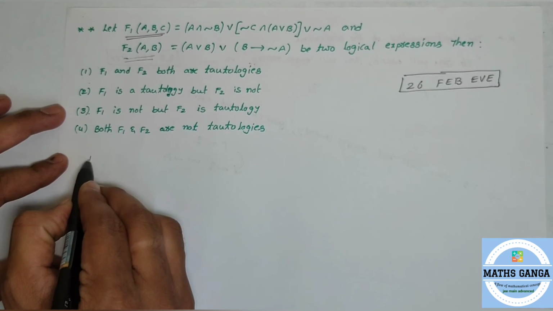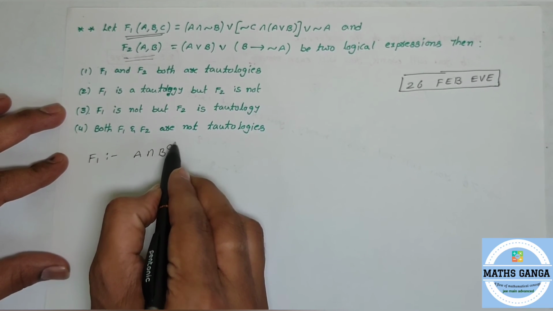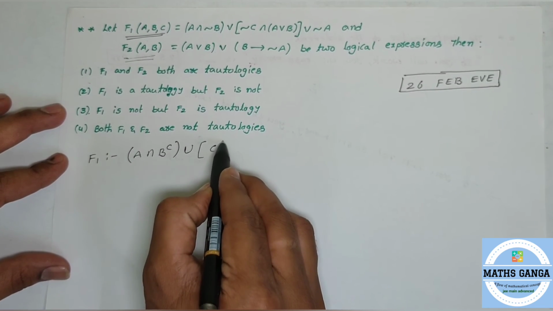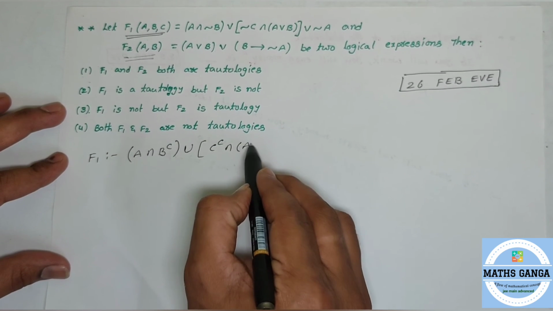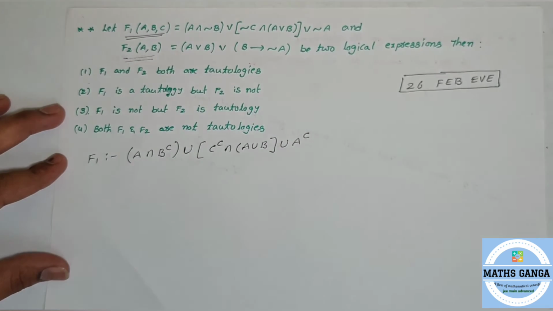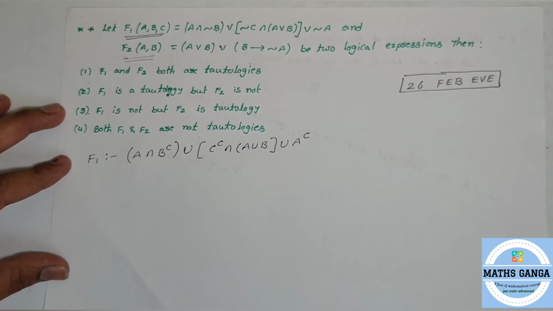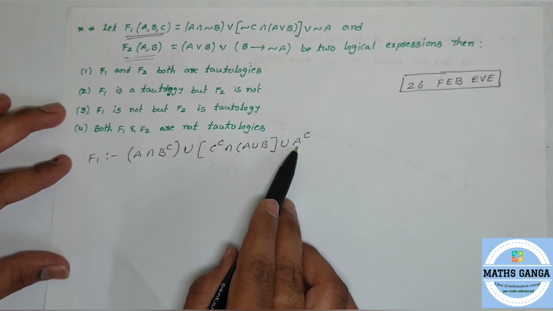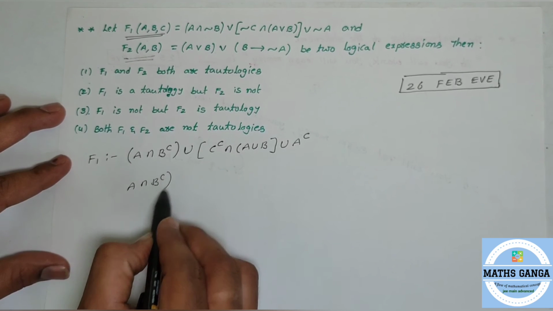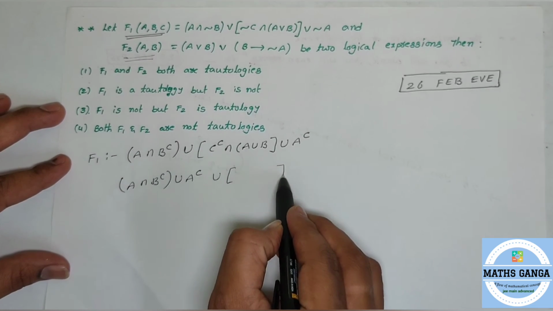First of all, think about statement 1. A intersection B complement, union C complement intersection A union B, union A complement. I am rewriting everything in terms of sets. This is finally the first statement. We need to simplify this and check whether it is a tautology or not. Everything is union, so just attach this A complement to the first term: A intersection B complement union A complement, union this particular bracket.